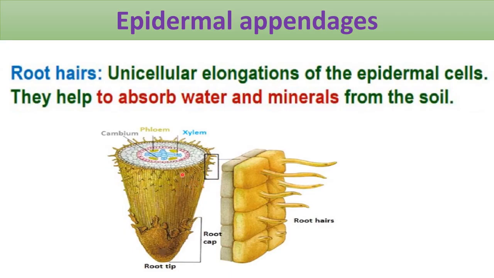And you can see how these root hairs are formed. This is the single layered epidermis, and from the single layered epidermis, these are unicellular root hairs. These are unicellular thread-like structures which are root hairs.